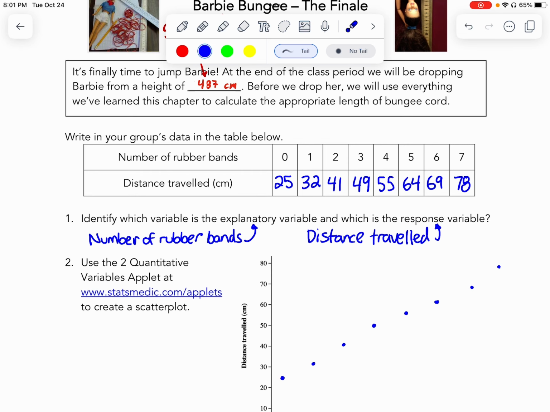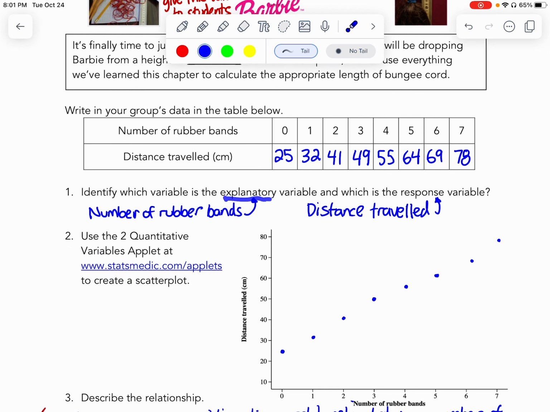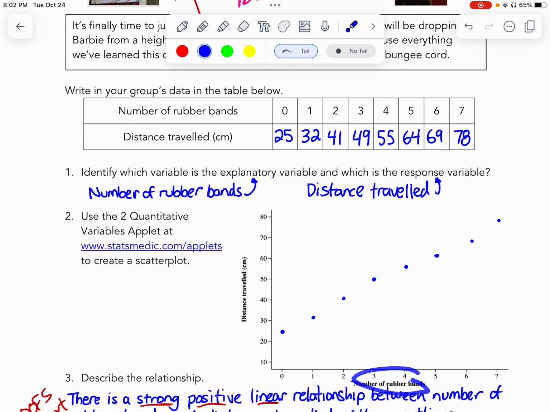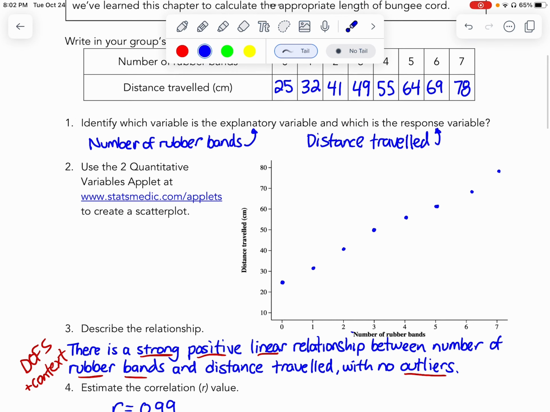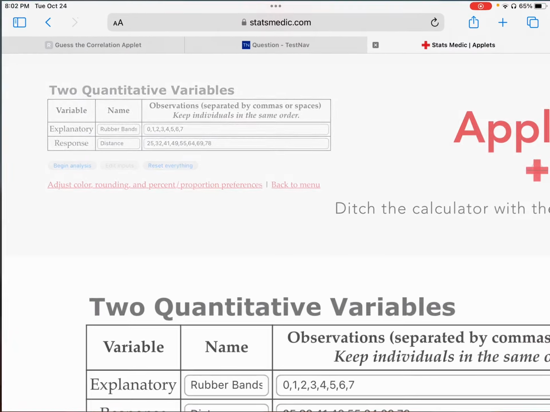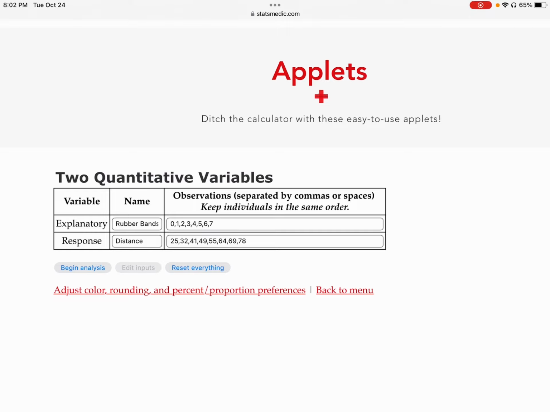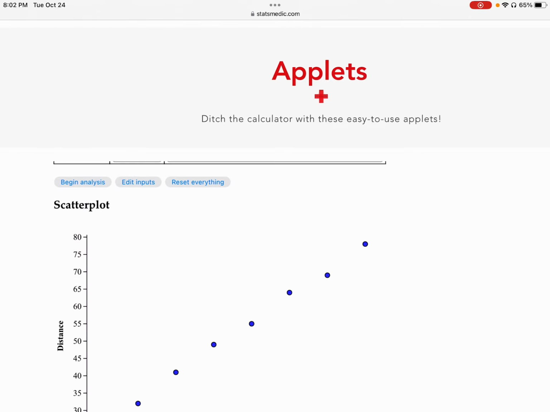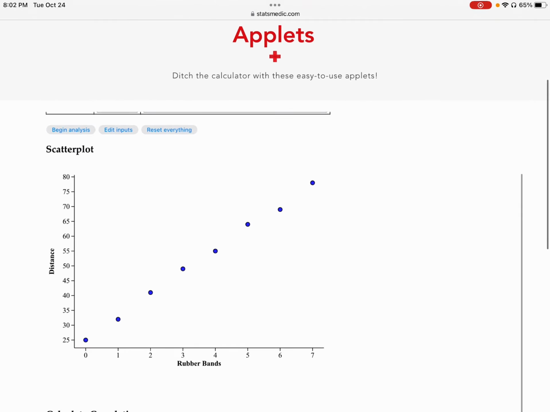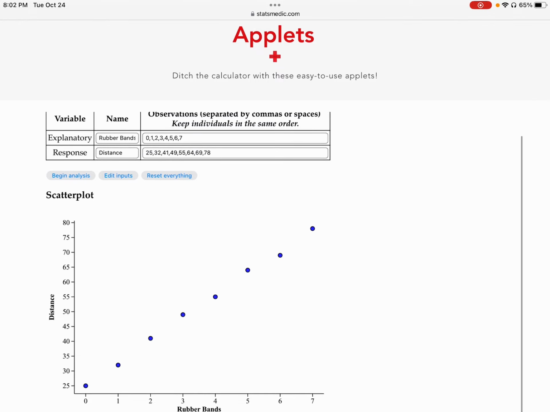All right. Explanatory variable we've talked about many times. That's the rubber bands because it is the x-axis and it is also controlling the distance that she falls. Distance is the response. I have already put the data into my applet right here. Just be careful that you do as well, and then begin your analysis. There's my graph. You can copy and paste that into the applet.